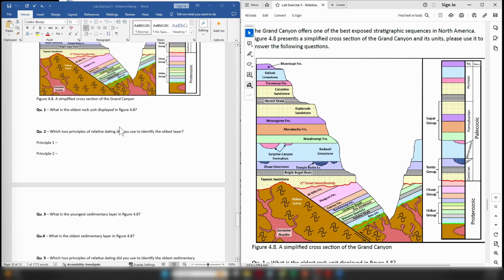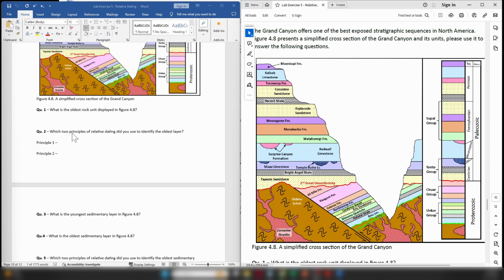Okay, so we're going to move on and start with question 1. The first thing it's going to ask you is, what is the oldest rock unit on display in figure 4.8? So if we look at figure 4.8, you've got to think to yourself, which principles of relative dating are really going to be most helpful here? And typically when you have a big sequence of rocks like this, it's always best to start with the simplest solution, go with superposition. All right. Does superposition help you answer this question? So think about that, or think about, are there any other principles which are also going to aid me?